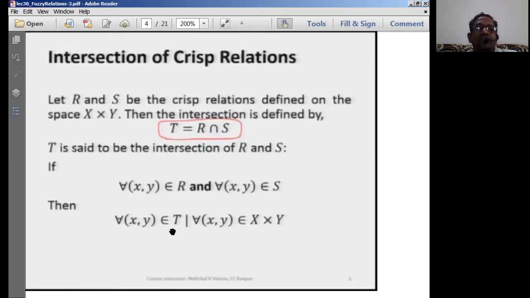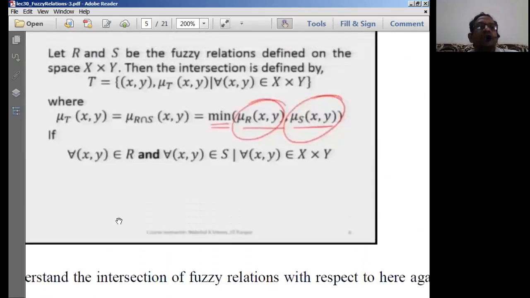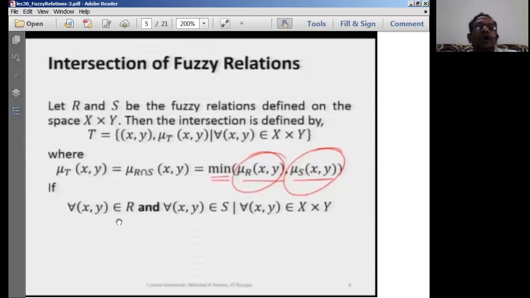Then for all X comma Y belongs to T, or for all X comma Y belongs to X cross Y. So this is the relationship we can have, similar to the previous union relationship. Now this we can write for the intersection of fuzzy relations as T is equal to ordered pair of X comma Y, mu T of X comma Y, for all X comma Y belongs to X cross Y we can write.